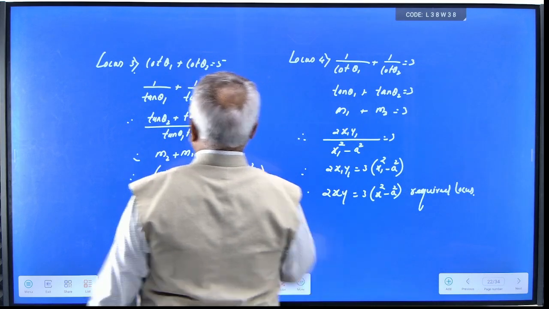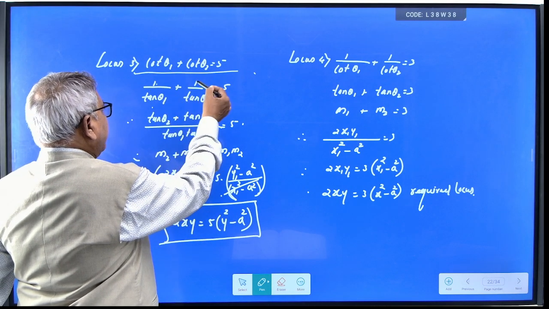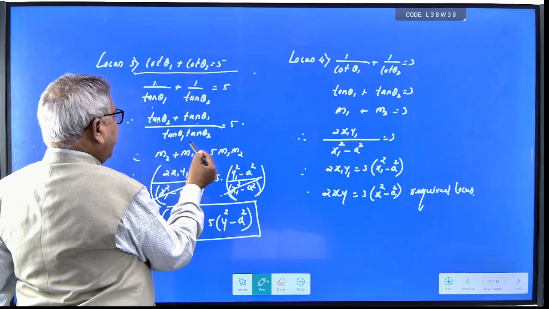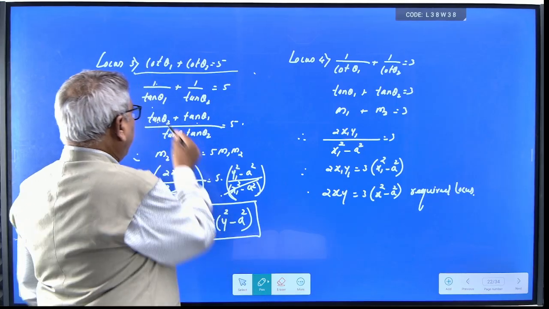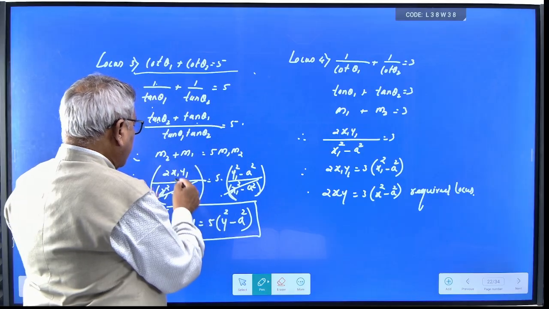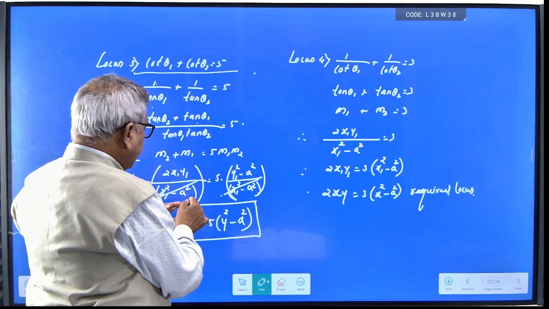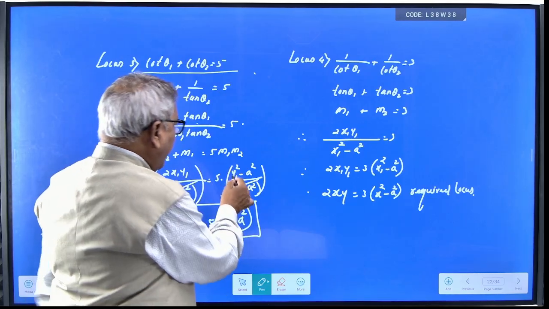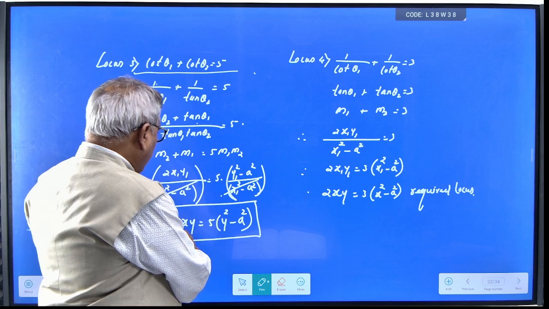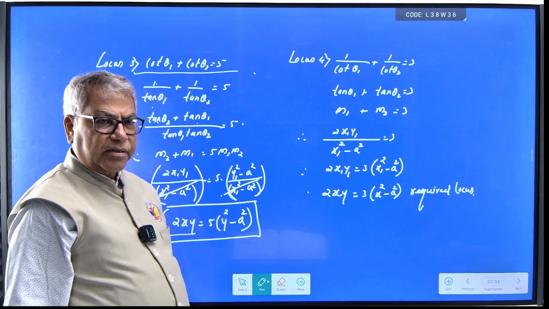That is the third one. cot θ1 + cot θ2 = 5. That is 1/tan θ1 + 1/tan θ2 = 5, that is (tan θ2 + tan θ1)/(tan θ1 tan θ2) = 5. What is that? m1 + m2 = 5 m1m2. So 2x1y1/(x1² − a²) = 5 (y1² − a²)/(x1² − a²). It is cancelled. So 2xy = 5(y² − a²).